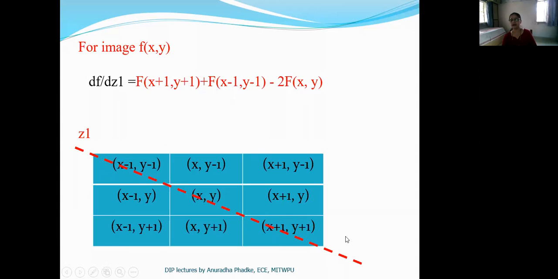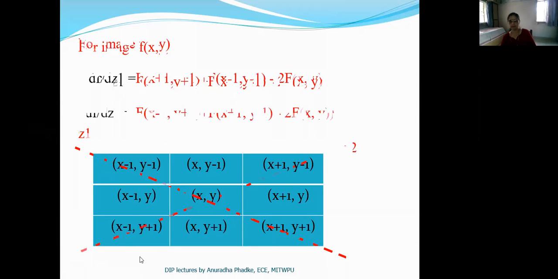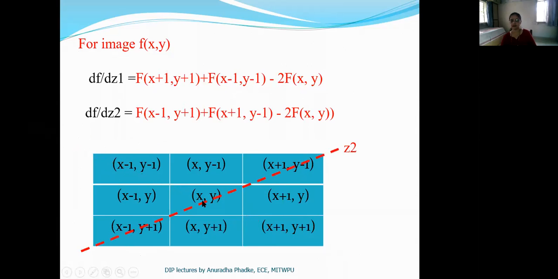So when we consider transition along this diagonal direction, we get one more partial derivative term, that is ∂f/∂z1. Now we have to consider the remaining diagonal direction, say z2. As shown here, this is the diagonal direction z2, and we can determine the partial derivative of f(x,y) with respect to z2.